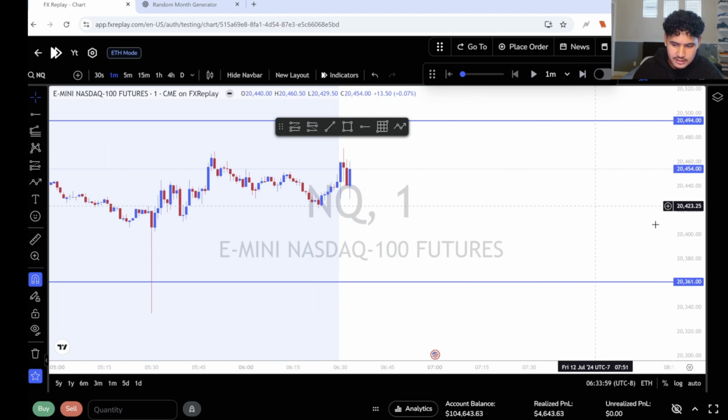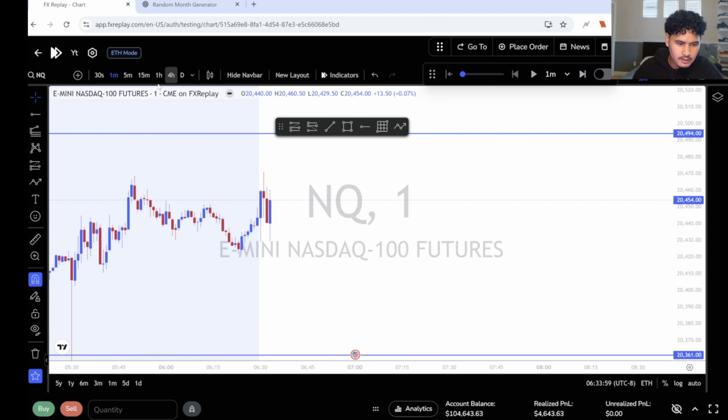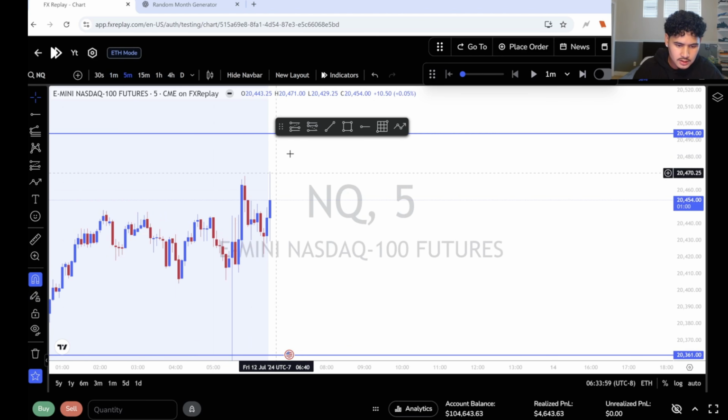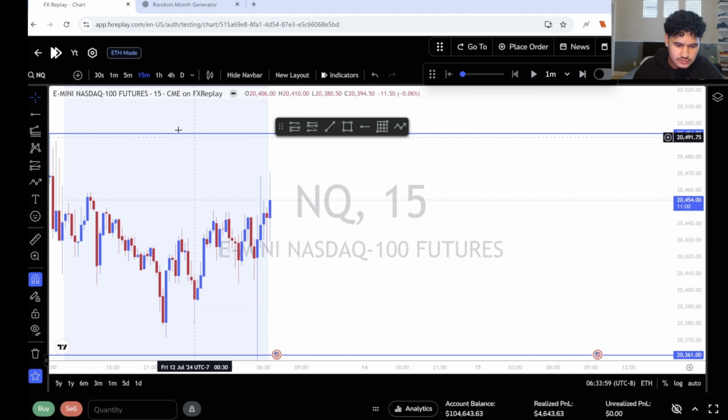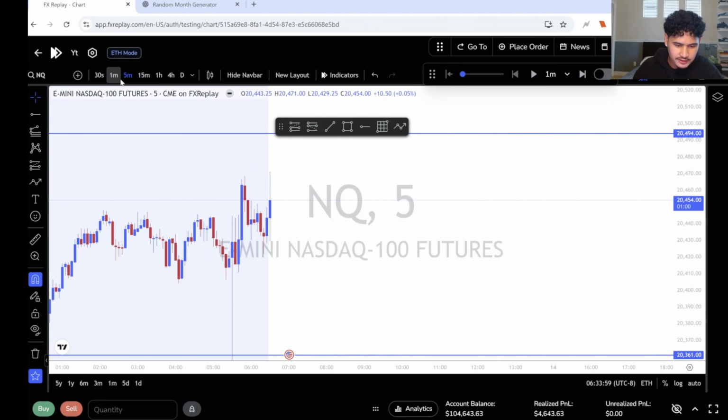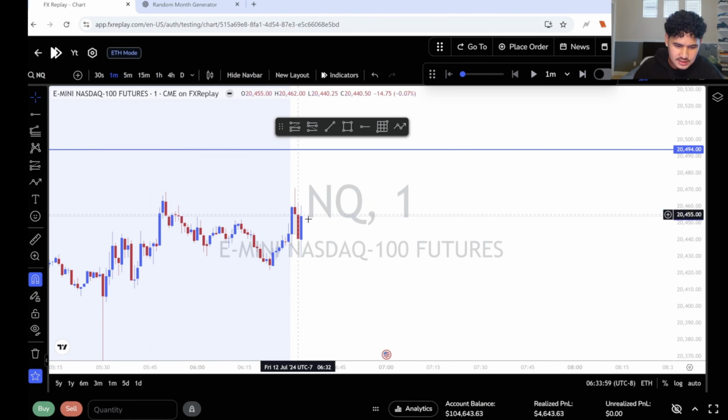Okay, so it looks like we could possibly go higher. Look at gaps. On the 15, there's really no gaps just because we've been ranging. This is not enough for me to take a long.